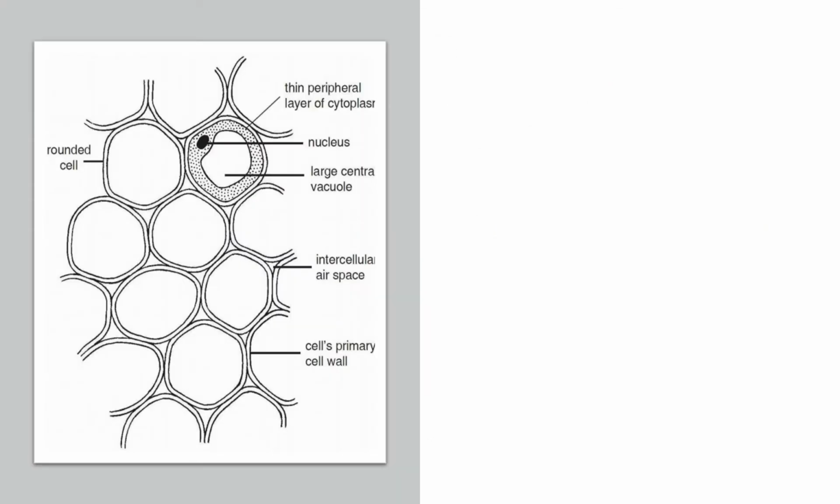Now, there are some characteristics of the parenchyma cell. First, we can observe here that there is space between these cells, meaning intercellular space is present in the case of parenchyma cells. Now, see, these are living cells and the shape will be rounded due to turgidity.